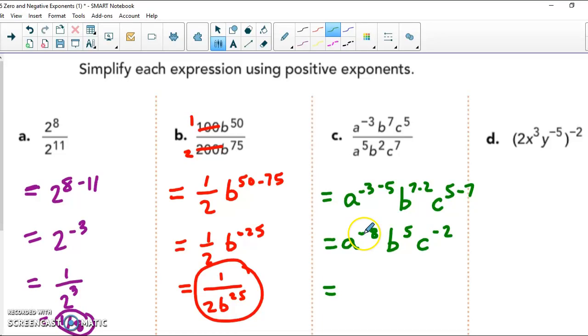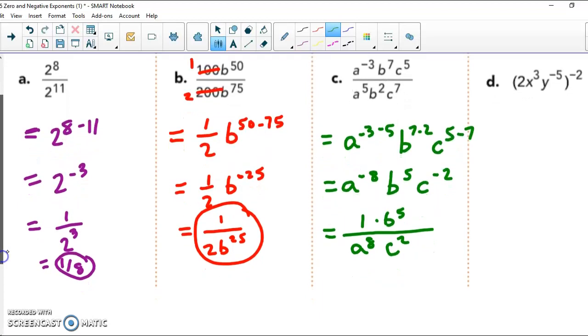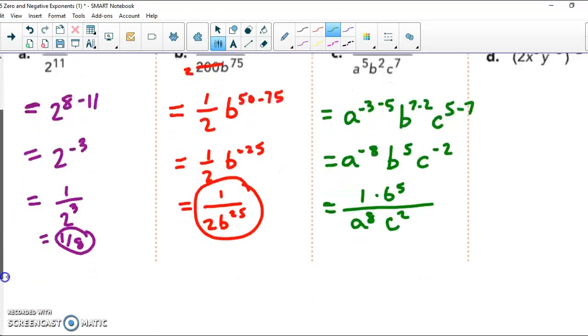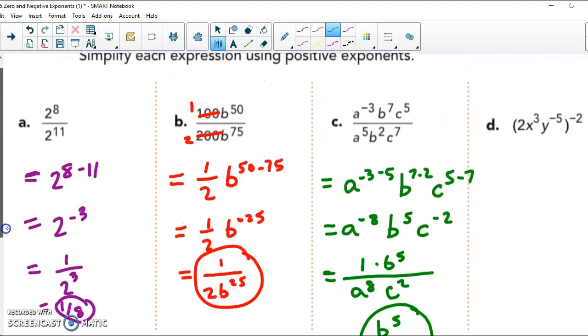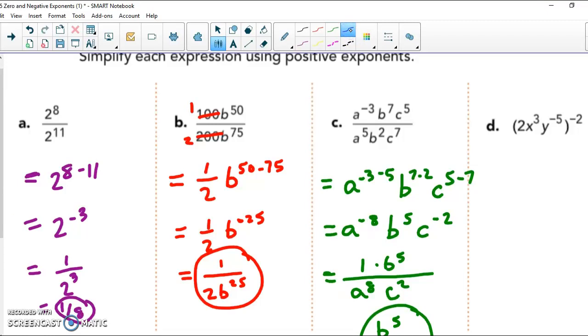As I simplify my negative exponents, a to the negative 8th becomes 1 over a to the 8th. b to the 5th stays as is, and c to the negative 2 power moves on down to my denominator. So to simplify a little further, I don't need to say 1 times b to the 5th. I can just say b to the 5th over a to the 8th, c squared. You guys are getting into some pretty good algebra. You should be feeling good about yourselves right now.